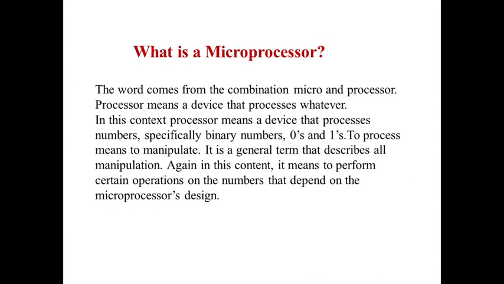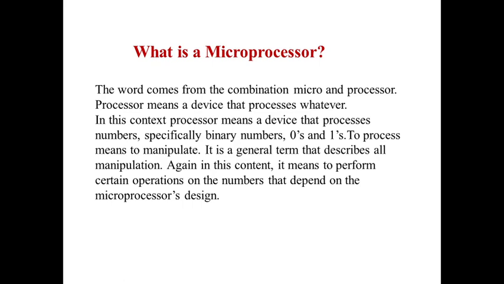So in a different way, how can we define a microprocessor? The word comes from the combination of two words, micro and processor. Processor means a device that processes whatever, right? In this context, processor means a device that processes numbers, specifically binary numbers, ones and zeros. You might be familiar with the binary numbers 0 and 1. These two numbers are called binary numbers.